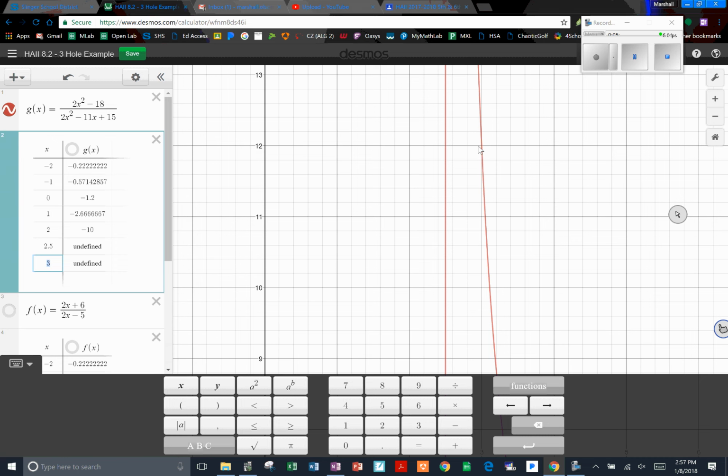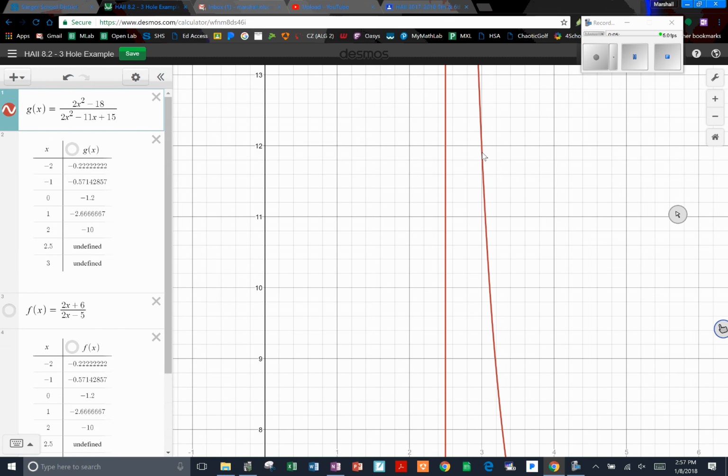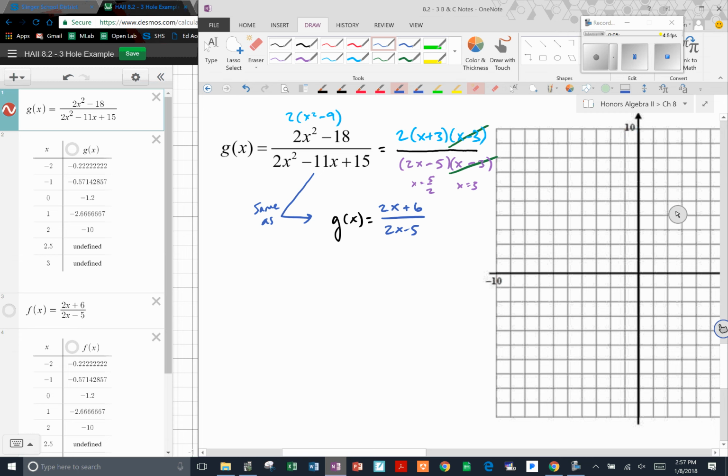How do you find out that it's 12, besides zooming in really close on the graph or using something like Desmos here? Well, it turns out that we can do that with what we have written so far. Because if we actually find g of 3, not in the original function, because if we put 3 into that one, we'd have 0 over 0, which is no good. If we put it into this one, after we remove that x minus 3, we can find out what the y value is. So we have 6 plus 6, which is 12, over 6 minus 5, which is 1, or 12.